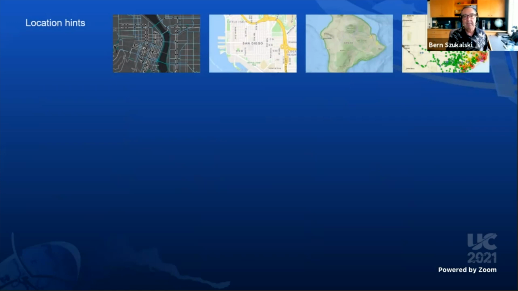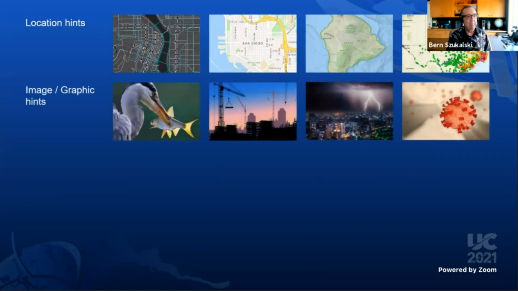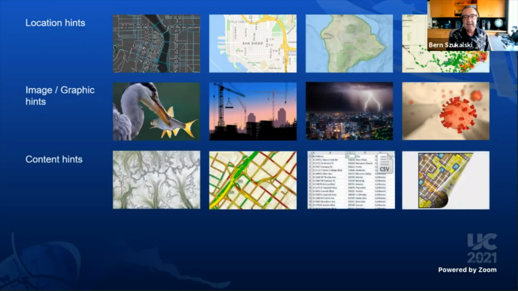It's really easy to make them now by editing each item thumbnail, and you can use location hints. Just set your map, what's captured, to the location that will give an indication of what your content might be about. You can also use graphics to provide some image or graphic hints about weather or construction, COVID, and so forth. So these are easy hints to come up with.